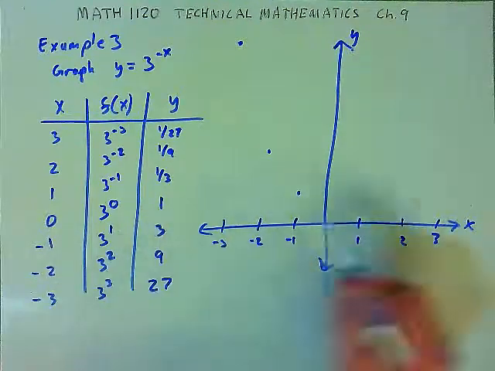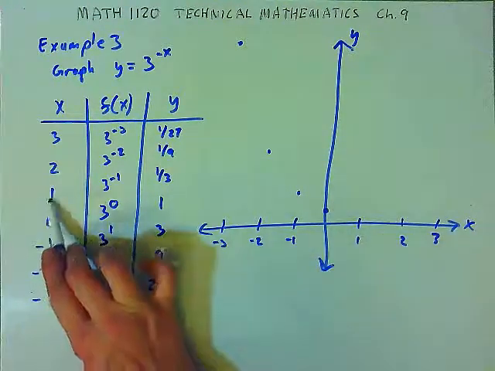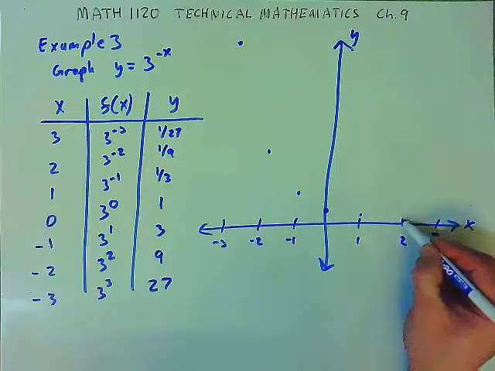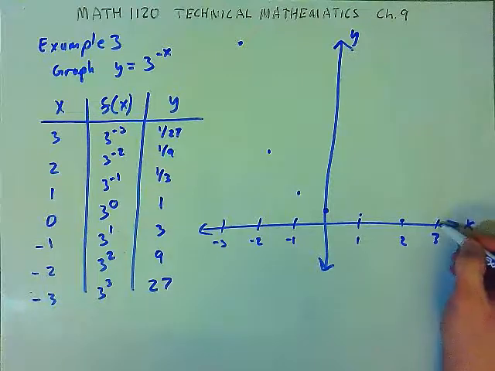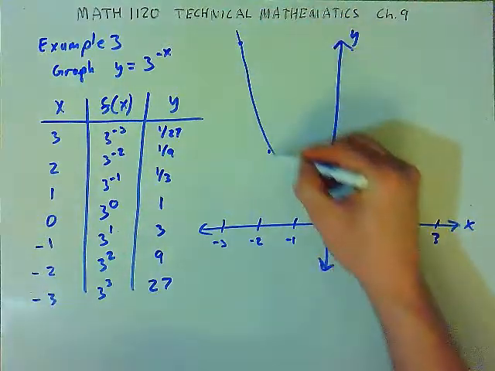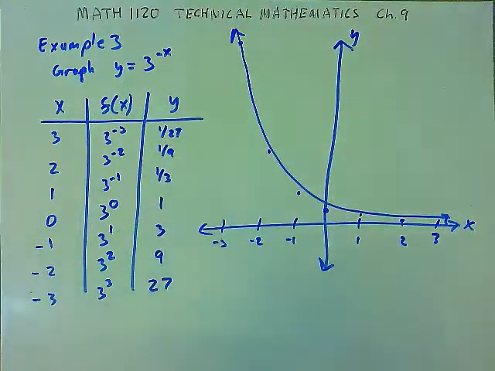When x is 0, y is 1, about a third of that. When x is 1, y is 1/3. When x is 2, y is 1/9. And when x is 3, y is 1/27. So again, we get something that looks like this. This will be our exponential function, y equals 3 to the negative x power.